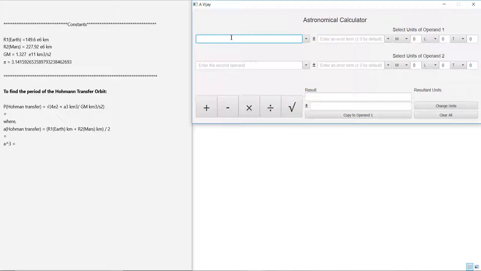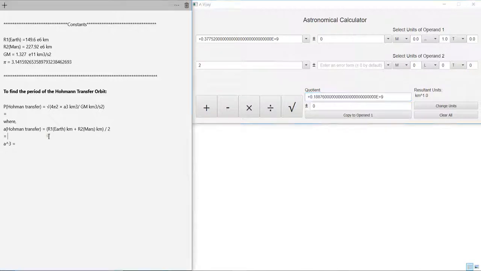The value of R1 is 149.6 and it says E6 here, but I'll use mega as I've provided it. R2 is 227.92 mega with a unit of kilometer raised to the first power each. So this is the addition of it. Now I have to divide it by 2 and this is the value, the unit kilometer.